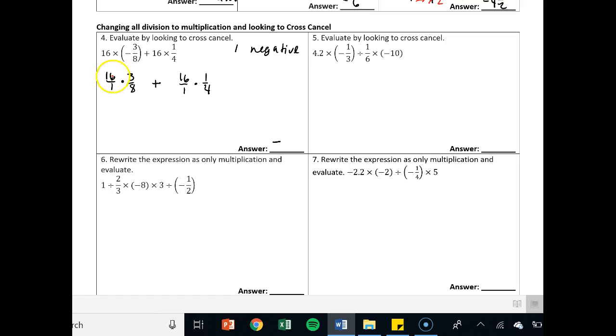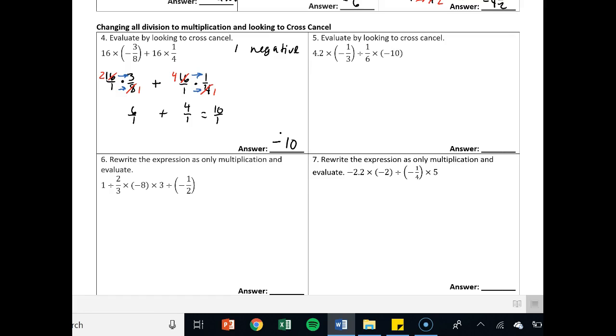Now I look to cross cancel. I can divide by 8 here: this becomes a 1, and this becomes a 2. I divide by 4 here: this becomes a 1, and this becomes a 4. Now I'll multiply straight across, and the plus sign will stay in the middle. So it becomes 6 over 1 plus 4 over 1. Notice we have common denominators, so that's just 10 over 1. 10 divided by 1 is just 10. But notice I already put my negative down in my answer, so I'm not going to mess up. It's a negative 10.